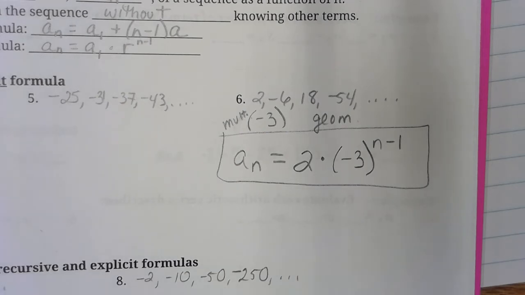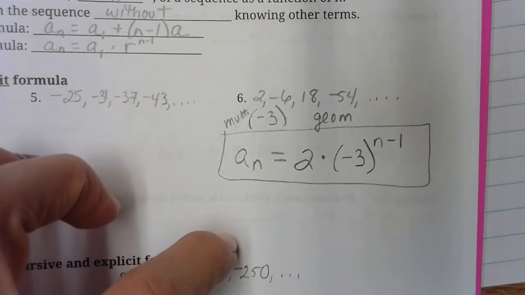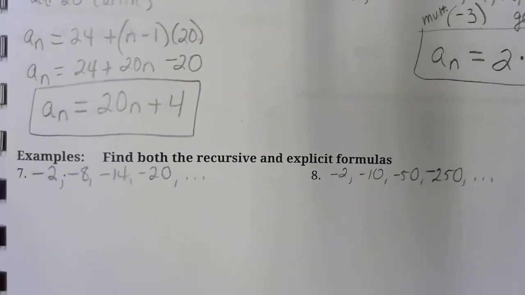So at the bottom of your notes page are examples 7 and 8. One is arithmetic and one is geometric, and they do want you to write the recursive and the explicit formula for those. So I'm going to zoom out of this just a little bit so that you can see 7 and 8, the actual sequences. So you can copy those down. I'll leave that right here.